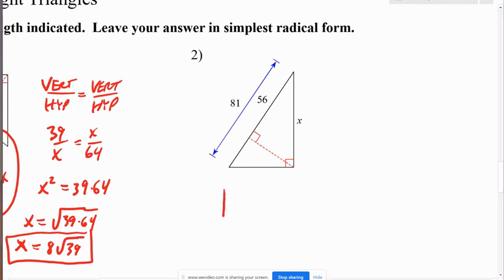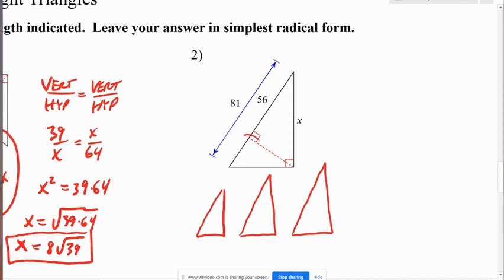And then again, we're going to draw our 3 triangles: small, medium, and large. Okay, looks like our small one is down here, and we're not immediately given any information about that one, except that if this is 56 and this is 81, then this would have to be 25. So the short leg of this small triangle is 25.